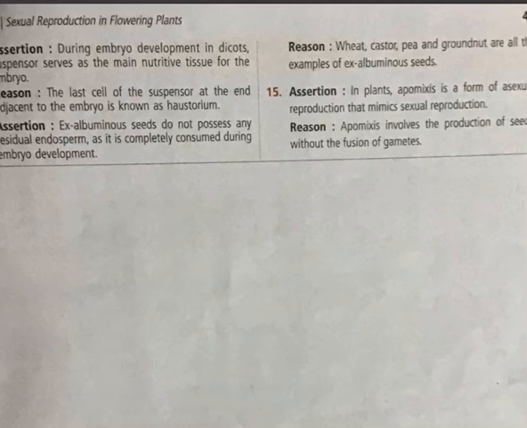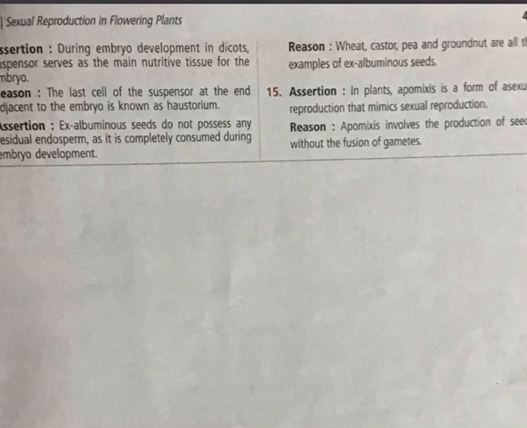D. During embryo development in dicots, the suspensor cell divides transversely a few times to produce a filamentous suspensor of 6 to 10 cells. The first cell of the suspensor towards the micropylar end becomes swollen and functions as haustorium, whereas the last cell of the suspensor at the end adjacent to the embryo is known as hypophysis. The function of the suspensor is to anchor the embryo to the embryo sac and push it deep into the endosperm so that the embryo lies in a nutritionally favorable environment.